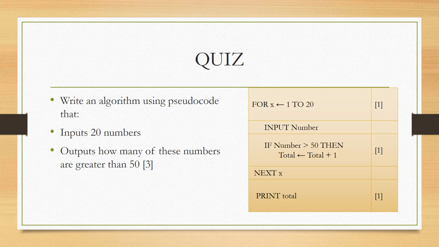As you can see, for loop from 1 to 20, input numbers, and here I am going to compare numbers. If number is greater than 50, then total equals total plus 1. Next X, and at the end I will be displaying print total. You have to output how many of these numbers are greater than 50. You can tell the counter as well if you update the counter over here.